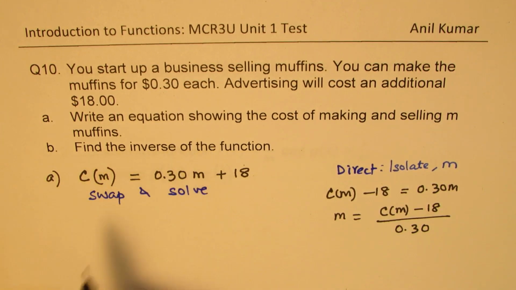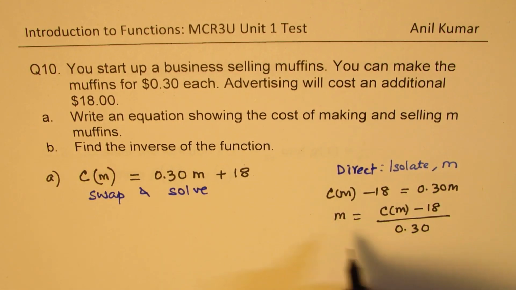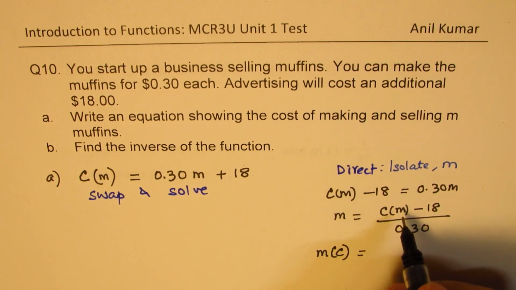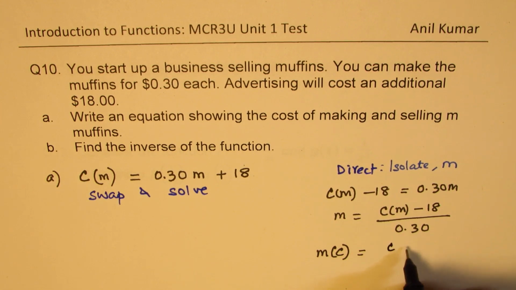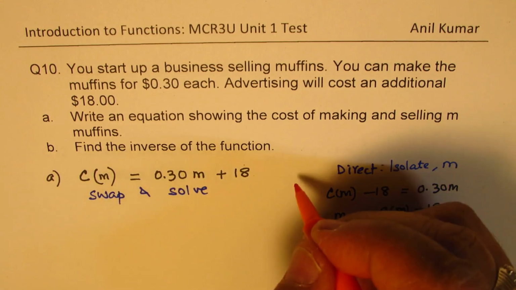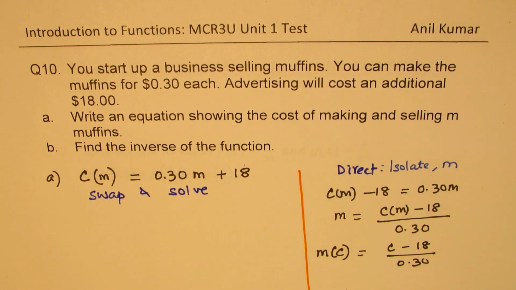So when you do the inverse, basically you have found that the number of muffins for the amount C which you pay could be written as cost minus 18 over 0.30 as your answer, correct? So if you do the direct method, those will be your steps.